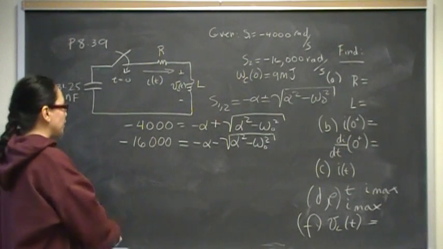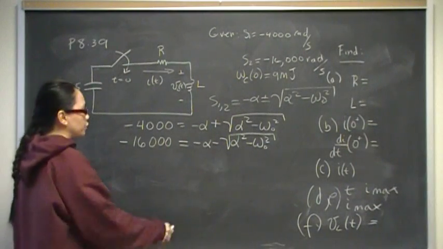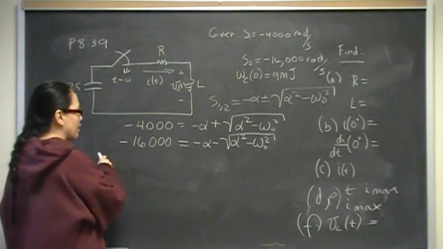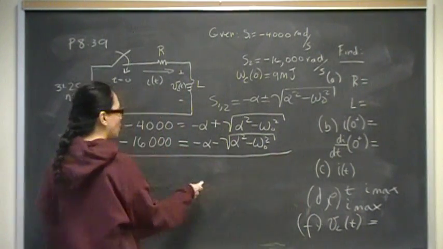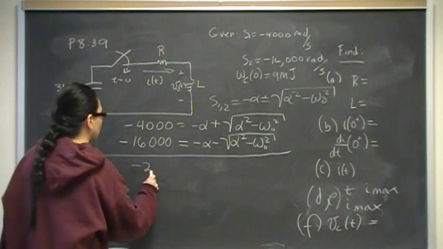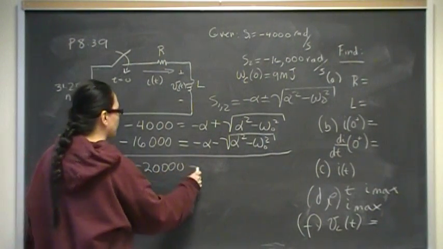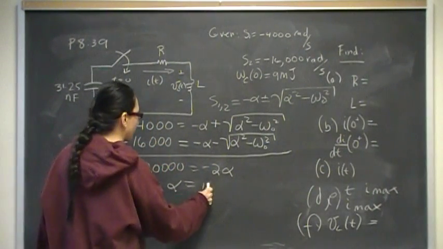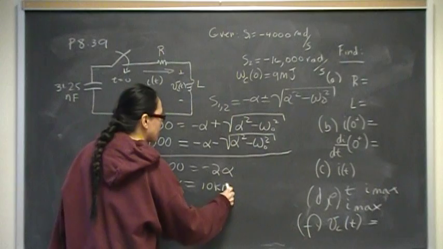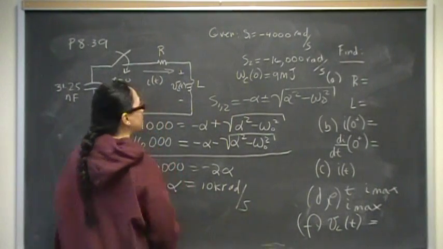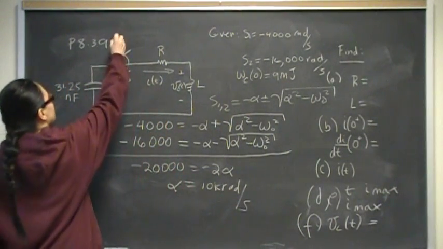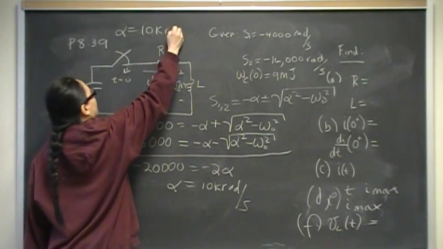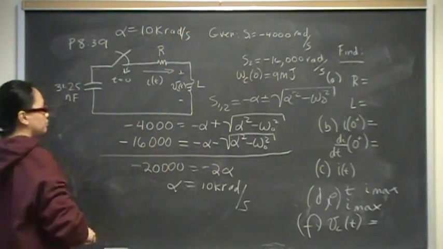Now we can add these two equations together. The reason I want to do that is because I really want to get rid of the radical there, because radicals make math very messy. So we get negative 20,000 is equal to negative 2 alpha. That tells us alpha is 10,000 radians per second, so that's 10k rad per second. And we're going to put this value up here because we need it for later.